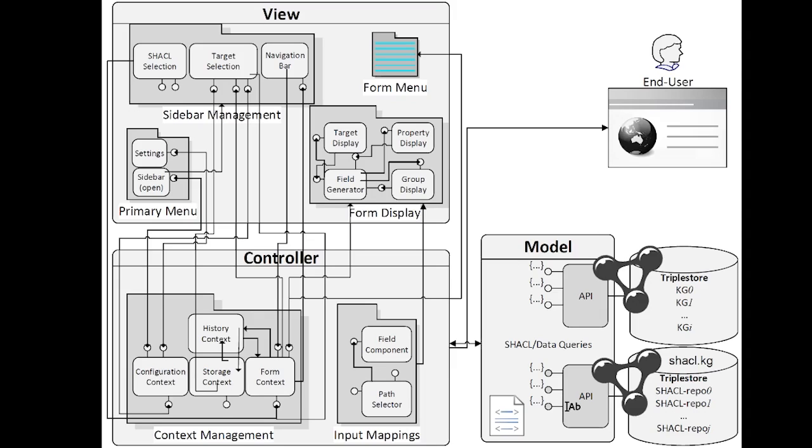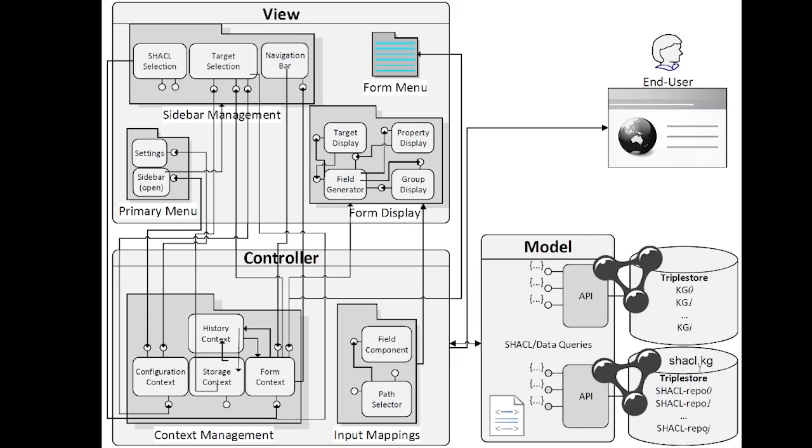So our model is just the data that is being used to generate our forms and to fill our forms. They come in the form of triple stores with a SPARQL endpoint. They do not have to be located on the same server as Schimatos. In fact, Schimatos can be run locally. And the SHACLs and the data don't have to be on the same server either. They are just input by the users as a URL.